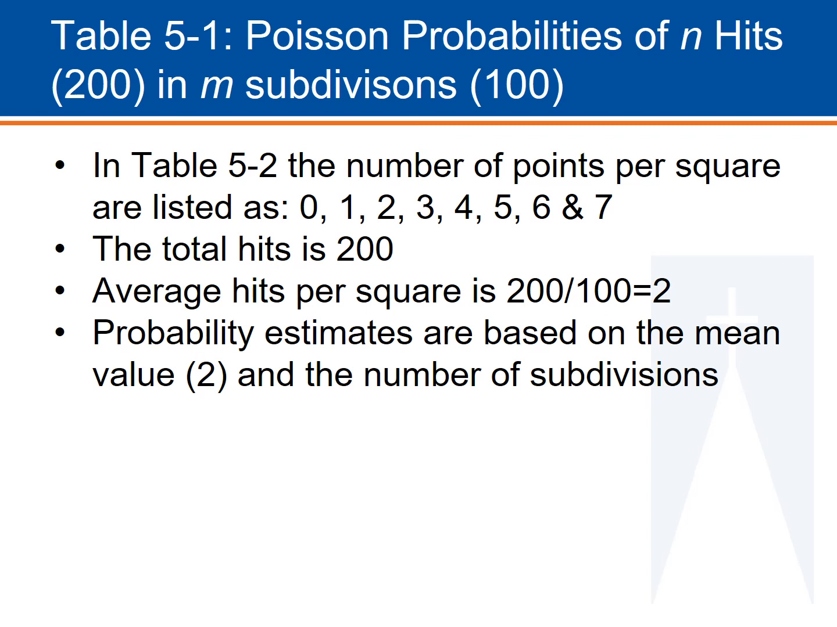So how does it work? Here I'm laying out the example as given in the book to show where they get their numbers from. In Table 5.1, they use the example of 200 hits, marks or counts, and 100 squares. The average hits per square would be 2. Probability estimates are determined based on the mean value of hits or counts and the number of subdivisions.